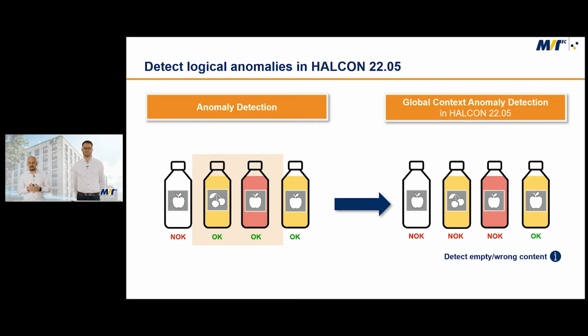But as you see on the two images on the left, we have the cherry label with the apple juice content. It says OK because the algorithm learned OK, yellow background, this I know, the label seems correct. And as you see on the right, the Global Context Anomaly Detection in HALCON 2205 can detect this kind of context between what is the label's information and what is the background as the content of the bottle. And how this will now look in the real application images, this Peter will show you.